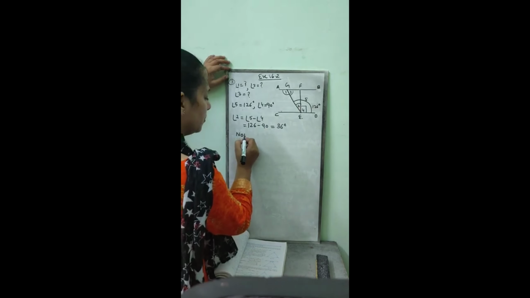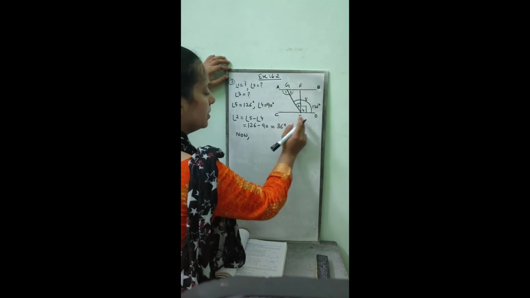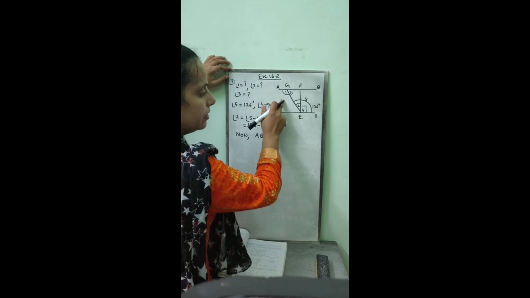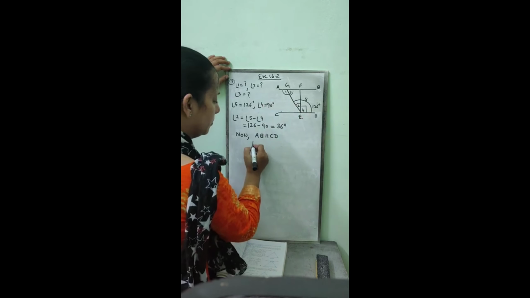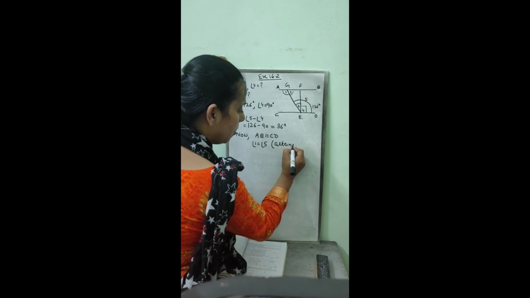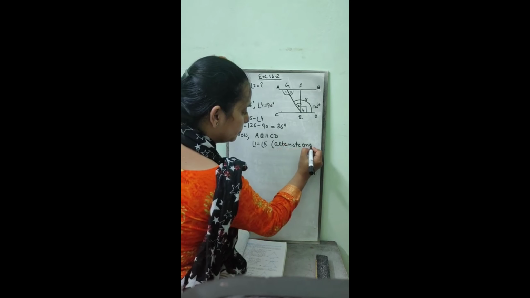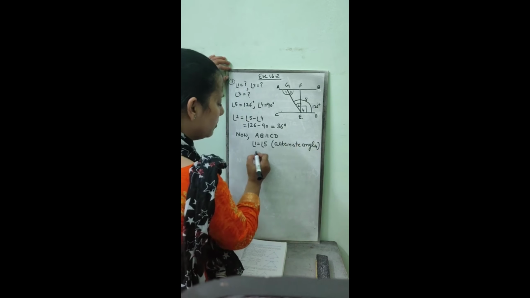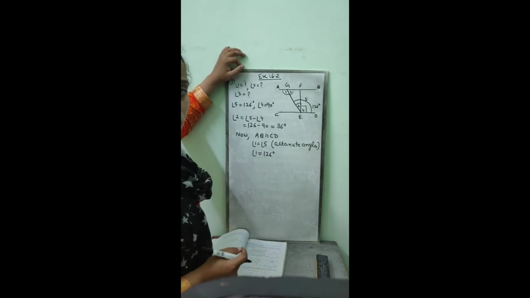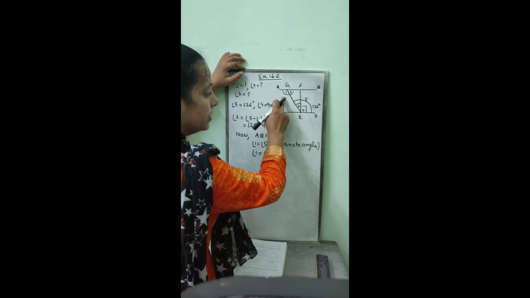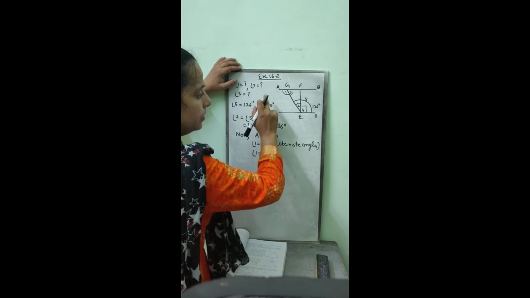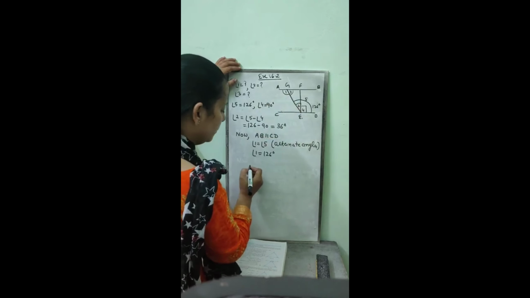Now AB is parallel to CD. Angle 1 and full angle 5, these are alternate angles. So 1 will be equal to 5. 5 is 126. It means angle 1 is also 126. 1 is equal to 5. These are alternate angles.